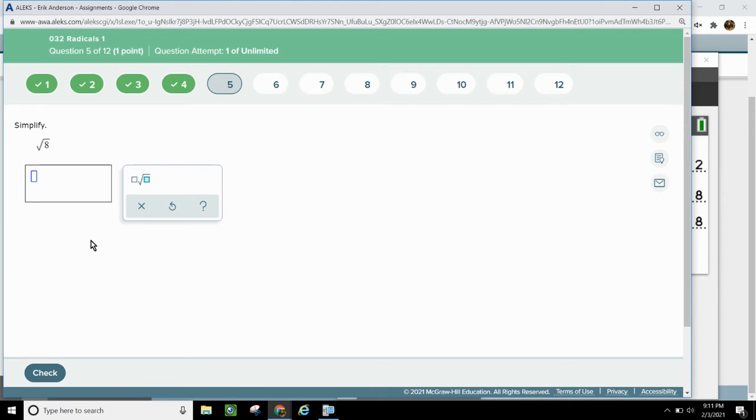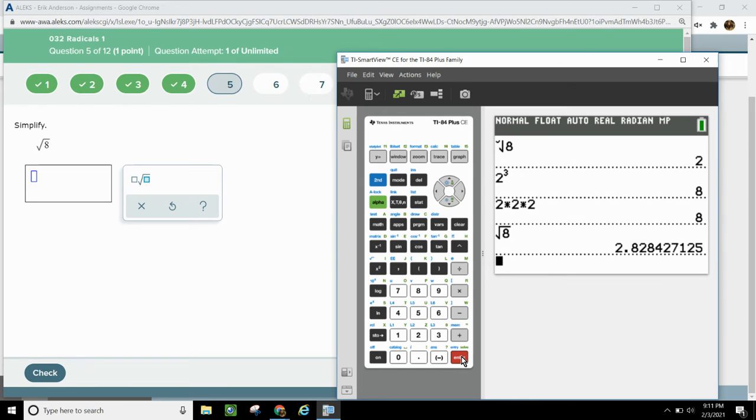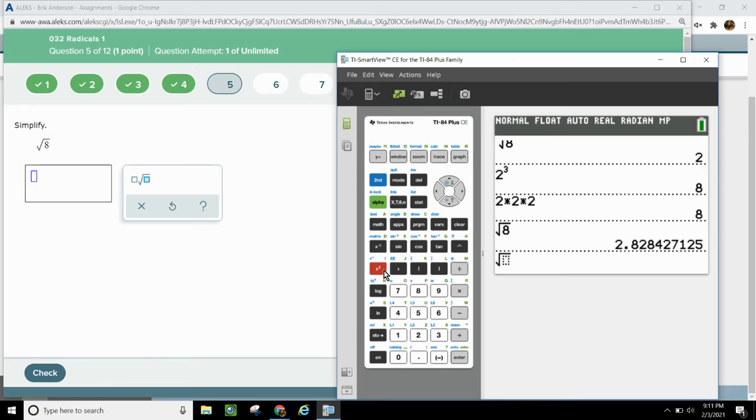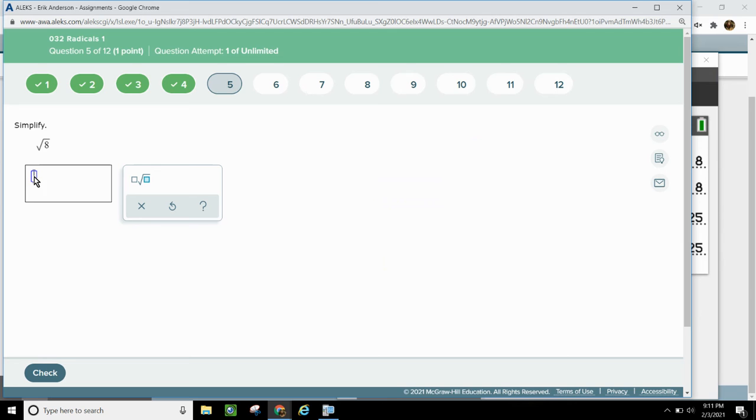Simplify the square root of 8. If we put it in our calculator, the square root of 8 is an irrational number that's approximately 2.8. That's not what it's asking for. It's asking if we can divide out any perfect squares. This will be the same as the square root of 4 times the square root of 2. We see that they're the same. But we know the square root of 4 is just 2. So 2 times the square root of 2.